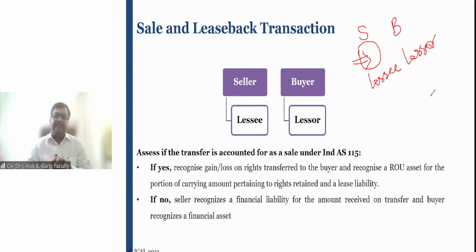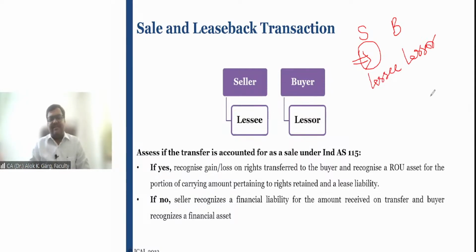Now, friends, this sale and leaseback transaction, right? That is why it is known as sale and leaseback. It is sale and leaseback. Okay. So if we look at this transaction, this is a sale and leaseback transaction.